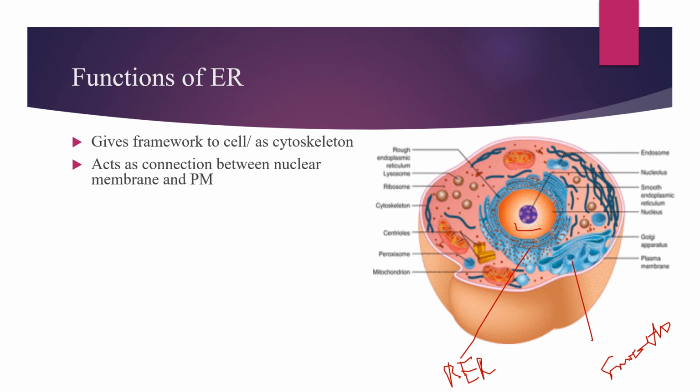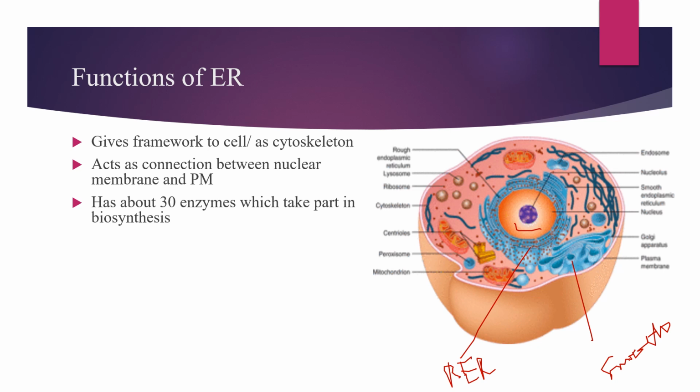Next is acts as connection between nuclear membrane and plasma membrane, and it's true because near the nucleus cisternae are present, and near the plasma membrane tubules are present, and these are connected because the origin of rough endoplasmic reticulum is nuclear membrane, and origin of smooth endoplasmic reticulum is the rough endoplasmic reticulum, and they are connected. That's why this endoplasmic reticulum acts as a connection between nuclear membrane and plasma membrane.